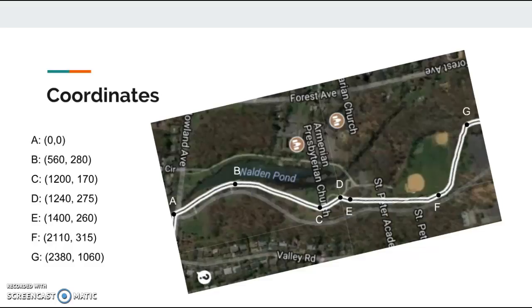So I plotted coordinates along the path: A, B, C, D, E, F, and G. A being the origin, (0, 0), and G being the endpoint of the curve. I oriented the picture so that the x-axis is parallel to the bottom of the screen and the y-axis is perpendicular to the bottom of the screen. B, C, D, E, and F are, I think, local minimums and maximums. The maximum x value is 2,380, and the minimum being 0, and the maximum y value is 1060, and the minimum being 0 as well.